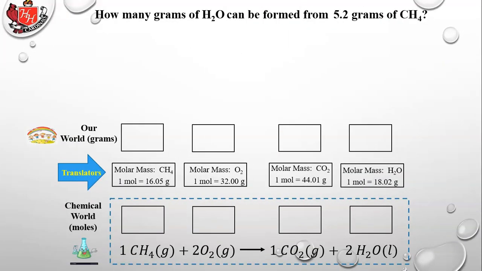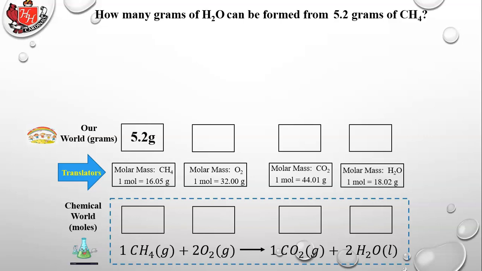All right, how many grams of H2O can be formed from 5.2 grams of CH4? So I want you to just be focusing in on the steps. What is the process to get to this answer? It's not any harder than the last 2 problems. It's just one more step. Okay, so again, we're trying to find grams of H2O, and we're going to start off with 5.2 grams of CH4.